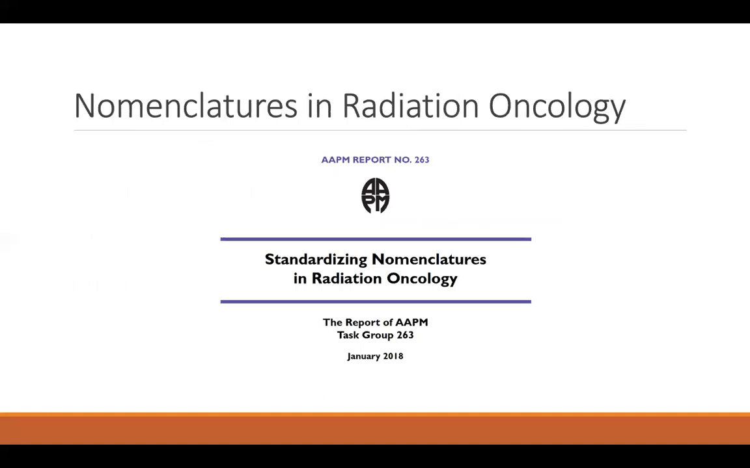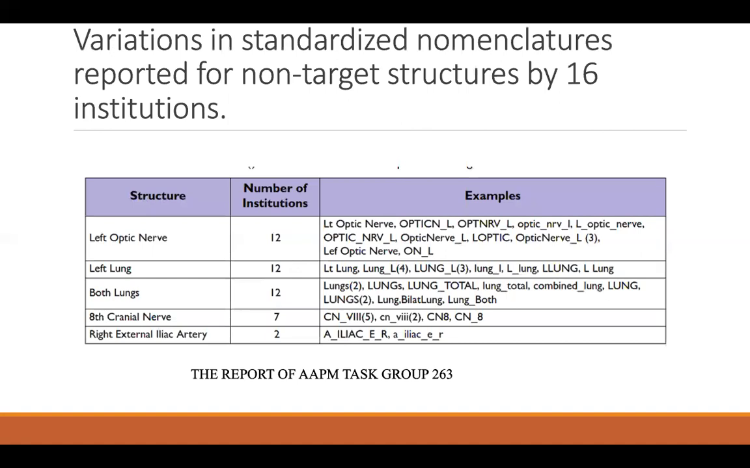Nomenclatures in radiation oncology. In January 2018, AAPM Task Group 263 standardized nomenclatures in radiation oncology. There is variation in different institutes in naming the organ in different nomenclature systems. Here we show an example for the left optic nerve structure, where we checked 12 different institutes, and they write it in different ways, like left optic nerve, or optic underscore L. So AAPM Task Group 263 finalized and structured it in a systematic way in 2018.